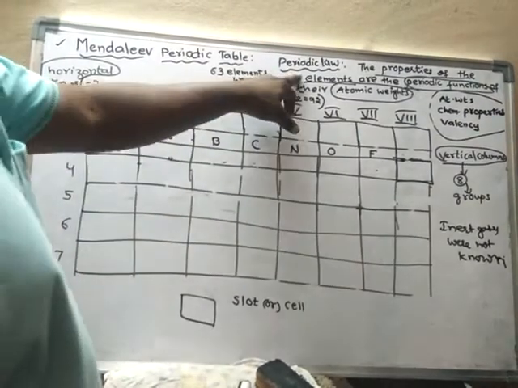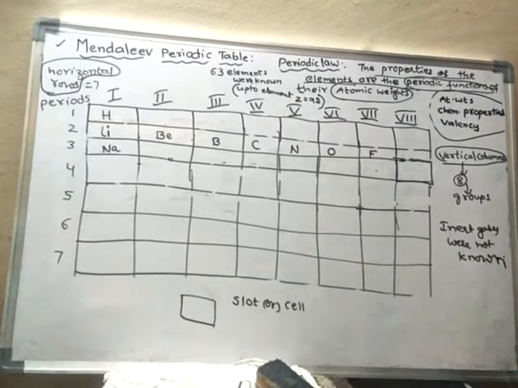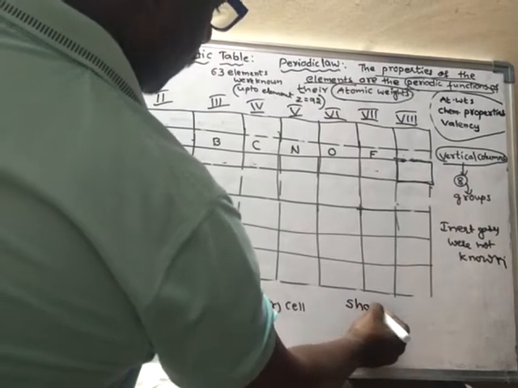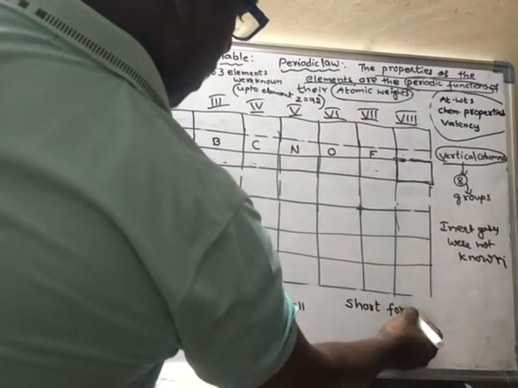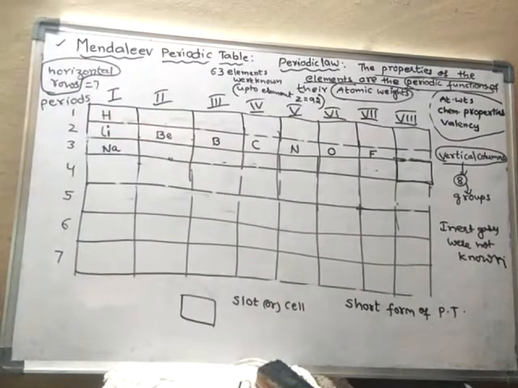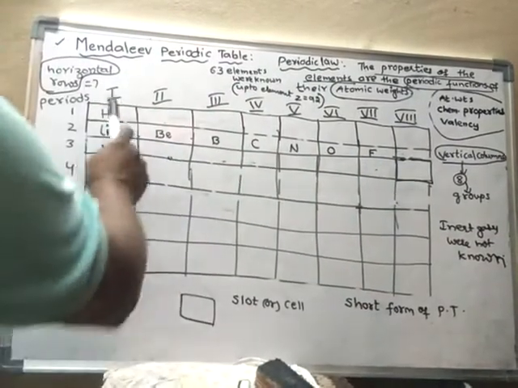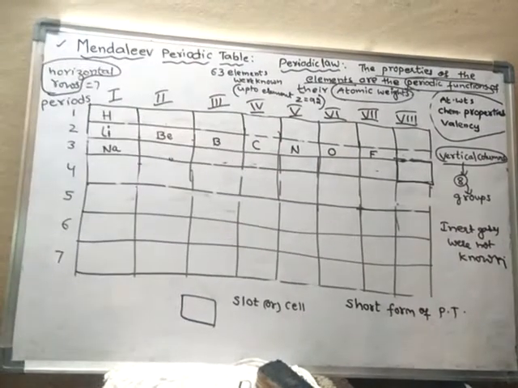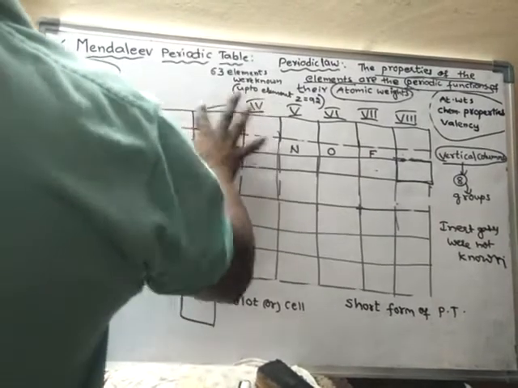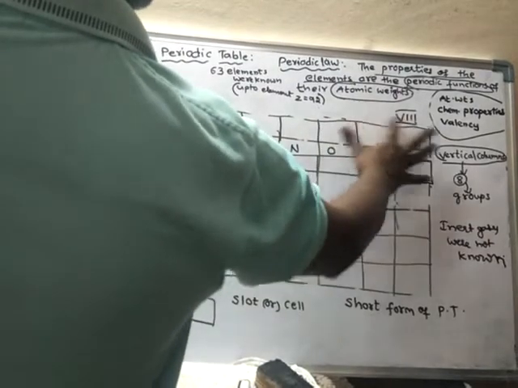Based on this periodic law, he constructed his periodic table, and his periodic table is also known as the short form of periodic table. In the short form of periodic table constructed by Mendeleev, there are 8 groups. They are denoted by Roman numbering like this.